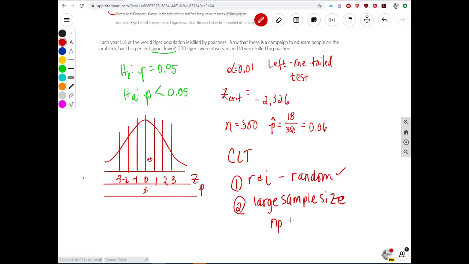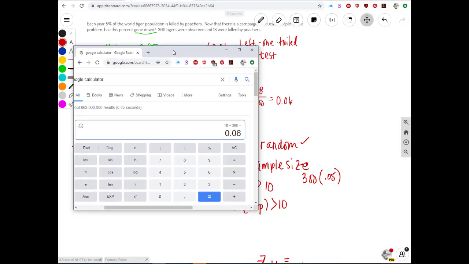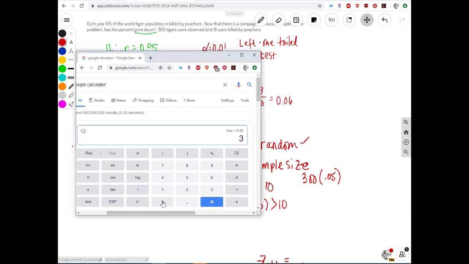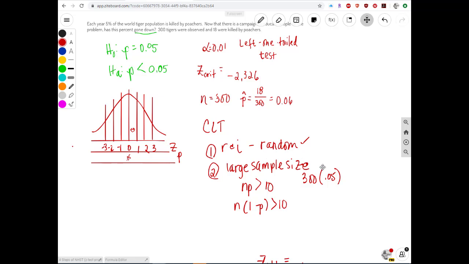Number 2, we need to see if there is the condition of a large sample size. And we need the number of successes to be greater than 10 and the number of failures to be greater than 10. So here we have 300 as our sample size, and we have 0.05 as our estimated population proportion. So let's bring over Google Calculator. 300 times 0.05 equals 15, and 15 is greater than 10, so that checks. So if these are my successes, my failures have to be everything else. So my failures are going to be 285, and 285 is greater than 10, so that checks out.